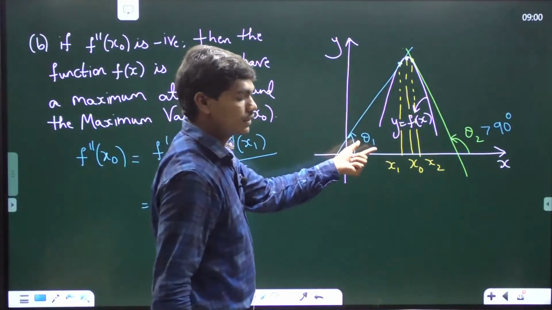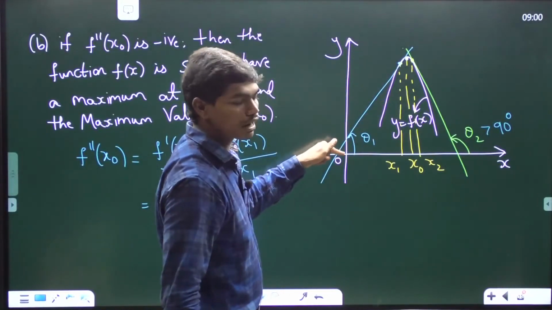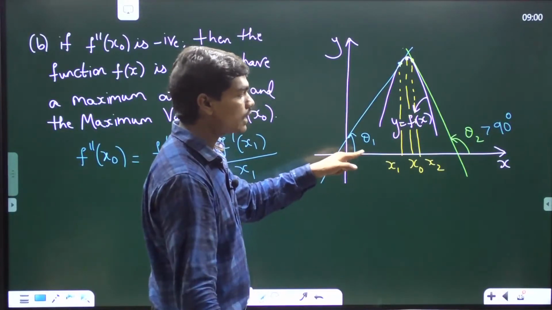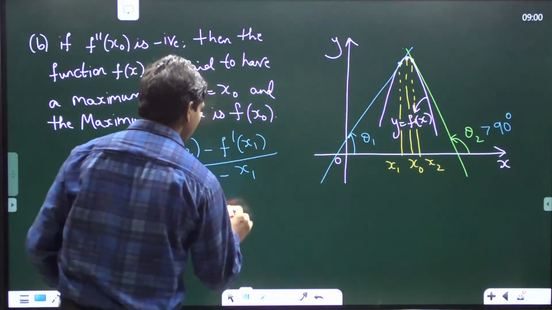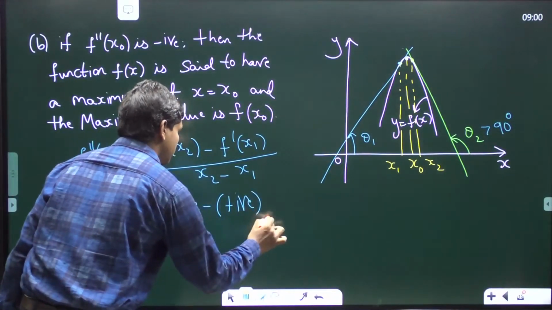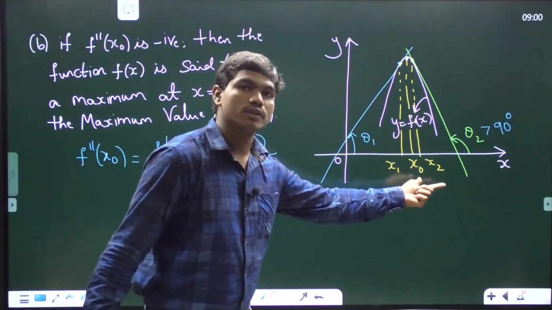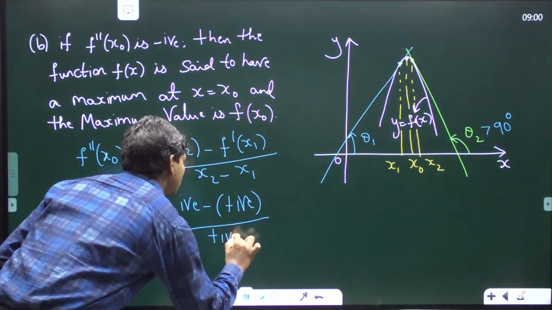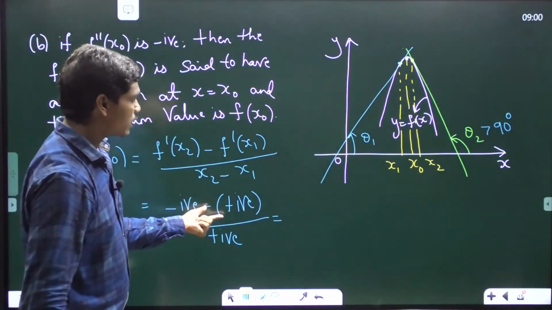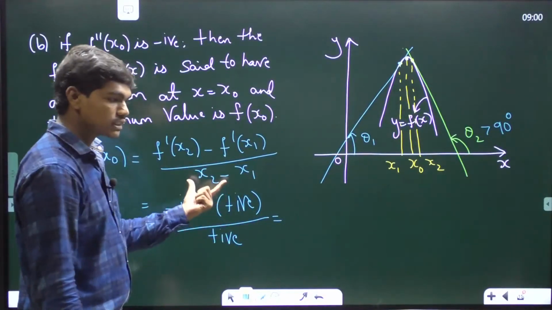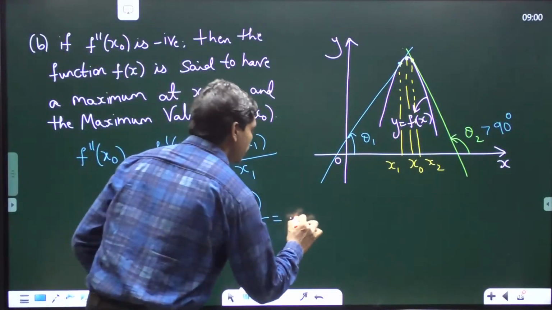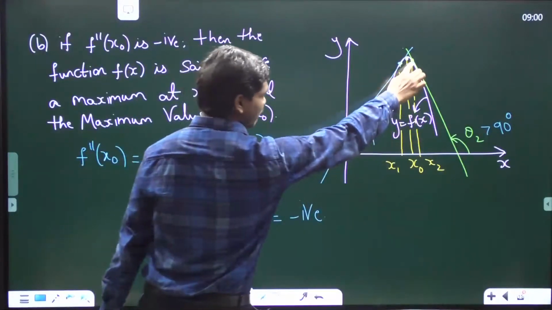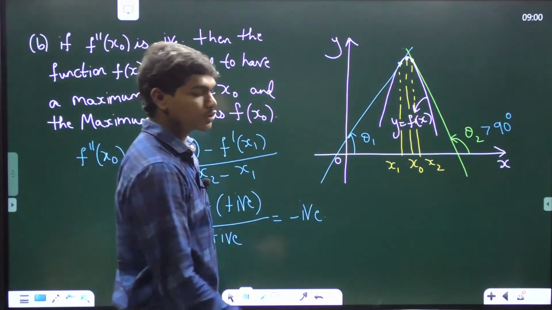minus f dash of x1. If you see at point 1, the tangent that we have drawn here, the angle made by the tangent is less than 90, which means tan theta is positive. Correct? If tan theta is positive, we declare that the slope is positive and we write a positive sign over here, divided by this x2 minus x1, which is always positive because we are considering x2 to the right of x1. Correct? So this is again positive. So the negative sign of this positive value is negative. So the whole numerator is negative, and negative by positive will give you a negative sign. Okay, so that's why this f double dash of x naught is negative for the function to have a maximum at a particular point. Okay, so please take this.